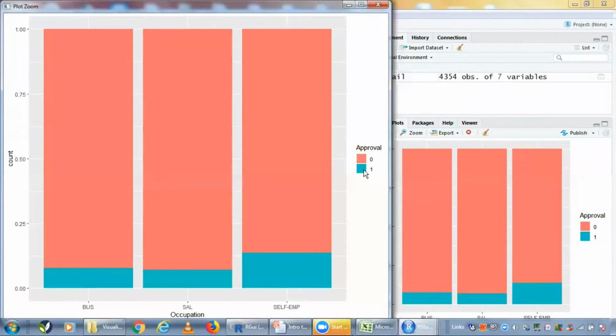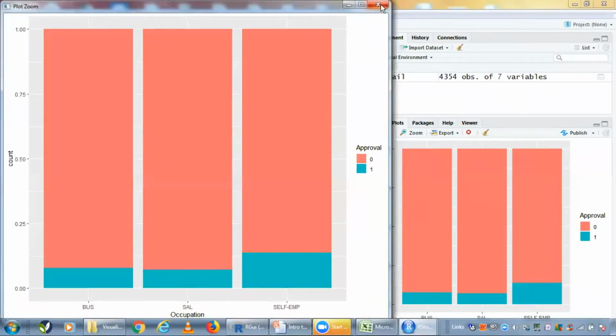One is rejection, right? So we have relatively high rejections in the self-employed category compared to the other two categories. Or the other way to read it could be that we have relatively less approvals in the self-employed category because there are high rejections compared to the other two categories. So this is a basic visualization that you're able to obtain by creating a bar plot.